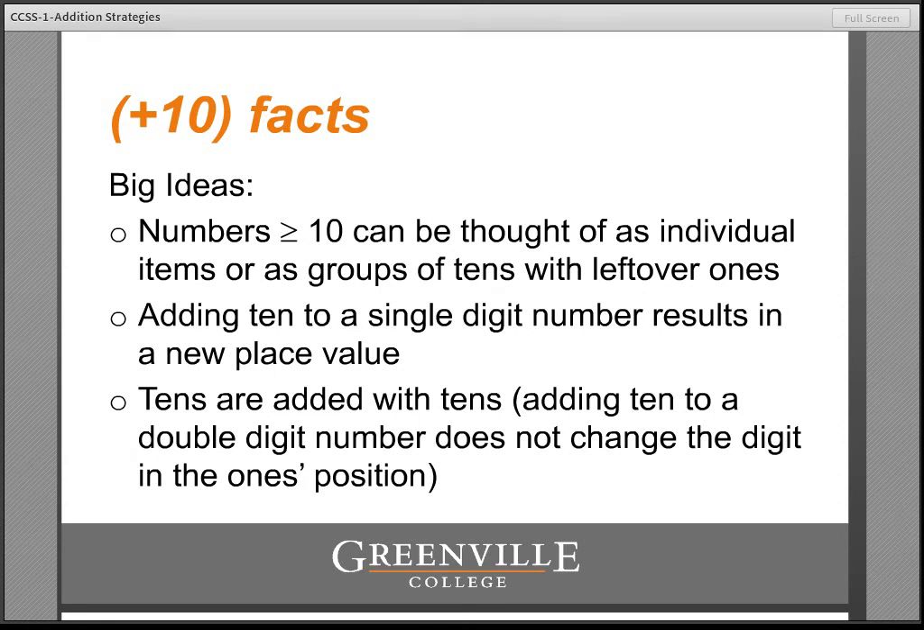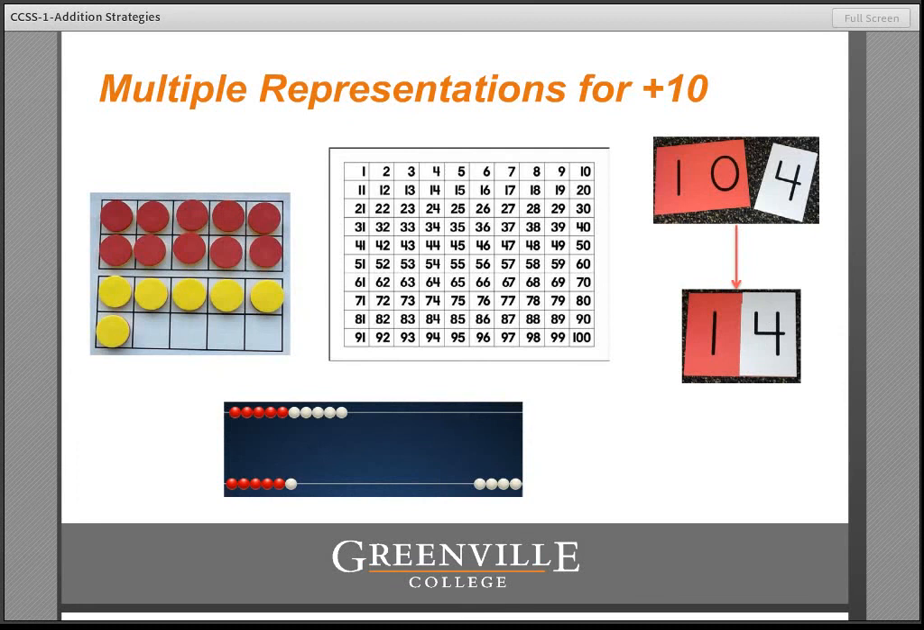Also, adding 10 to a single-digit number results in a new place value. The ones place stays the same. That's a big idea. And then when we add 10s with 10s, we add 1s with 1s. If we had 5 10s and 2 1s, we don't end up with 7 10s and we don't end up with 7 1s. Understanding the 10s with 10s and 1s with 1s is also a big idea.